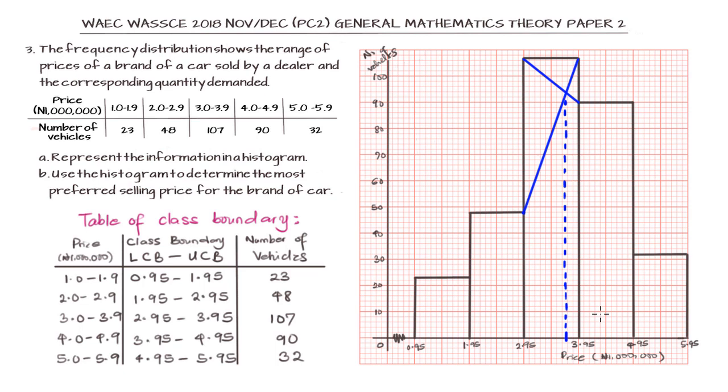yes, we can notice it on the horizontal axis, which is for the price. Now initially, we have 2.95, and then we have some entries. If we grade this between 2.95 and 3.95, this will be 0.75. And then adding 0.75 to 2.95 will give us the most preferred price in millions of naira. So that will be 2.95 plus 0.75, and that will give us 3.7.